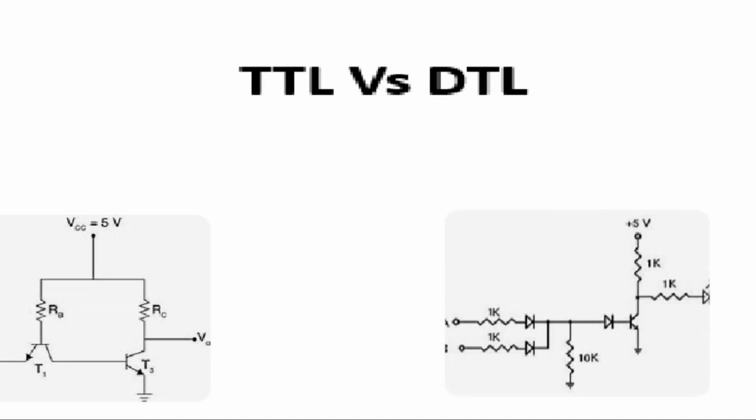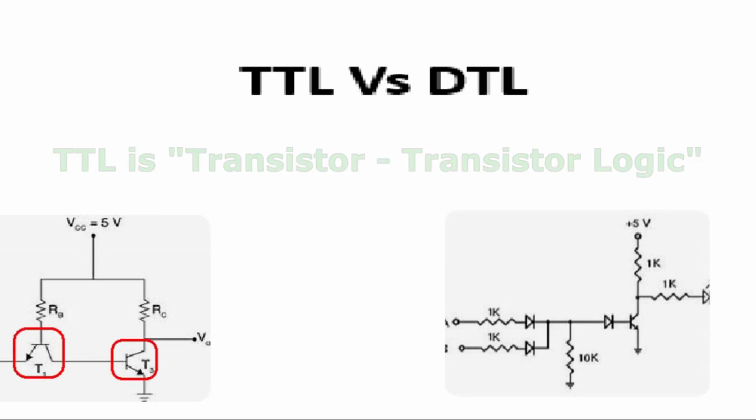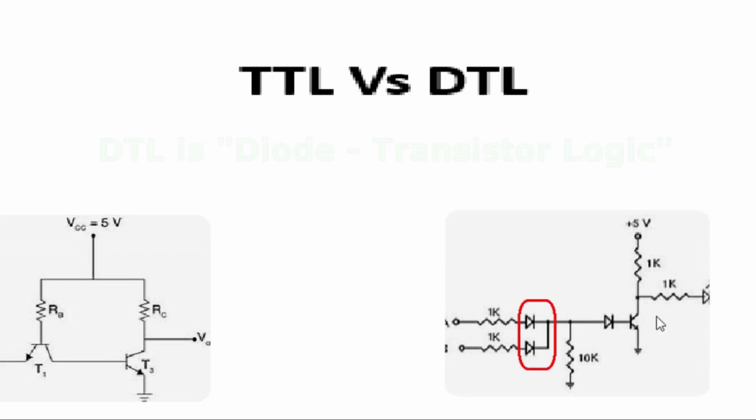Next decision will be whether to use TTL or DTL logic. With TTL, you have basically all transistors, whereas with DTL, you have a lot of the legwork being done by resistors, and the transistors are basically just there as buffers. So let's now have a look, see how hard it is to actually create this logic.